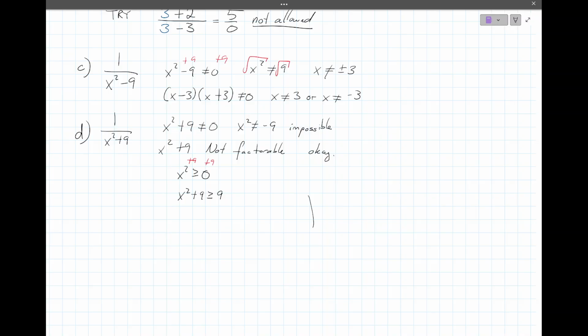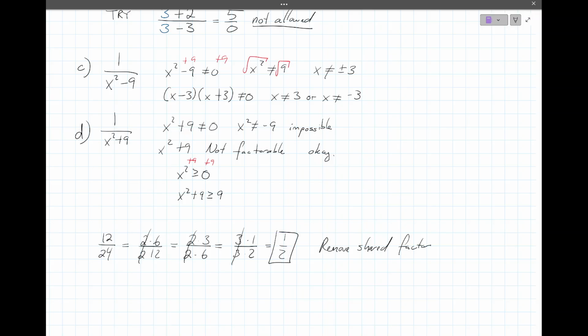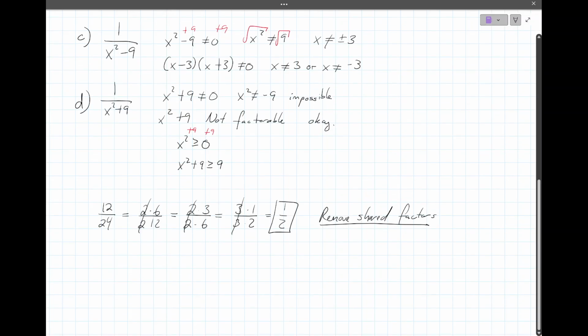When we think about it, for instance, if I had 12 over 24, I know this is 2 times 6 over 2 times 12. The 2s go away, but 6 is also 2 times 3 over 2 times 6. And this is just 3 times 1 over 3 times 2, which is actually 1/2. This is simplest form. What I've been doing is removing shared factors between the numerator and denominator. Notice there's no addition or subtraction; we're just removing the shared factors. This is called simplifying.